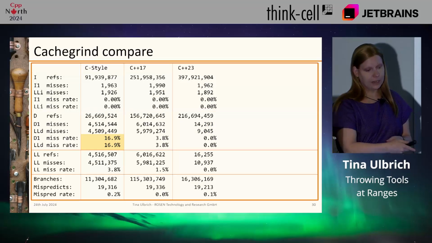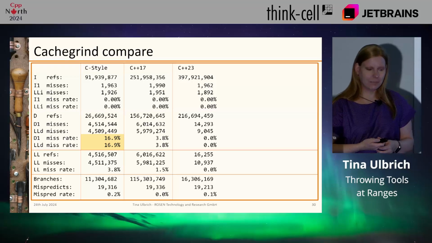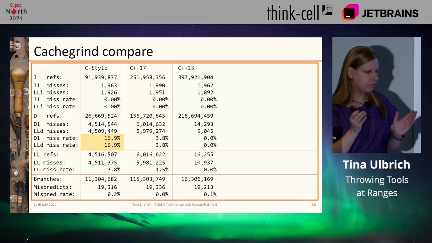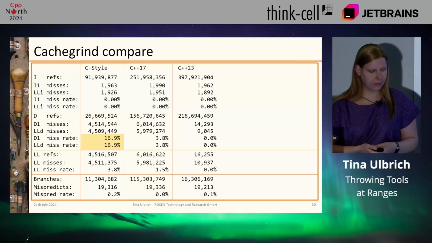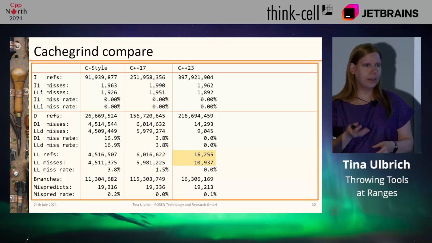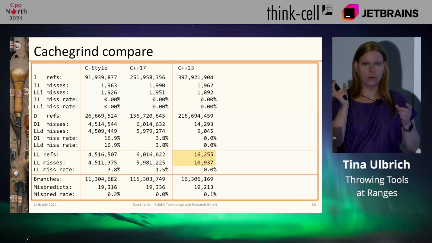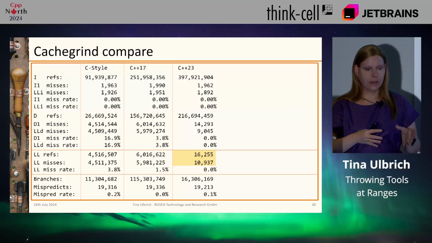Same, here the data miss rate is pretty high with the C style. I am no expert in that. I cannot explain why this happens. If you're experts in that, you can explain. Also, last level cache, there's not a lot to do with the C++23 version, again, because all of the data is in one input range, and it does not have to do all the reading and writing operations.